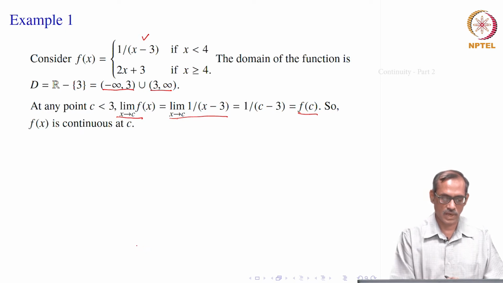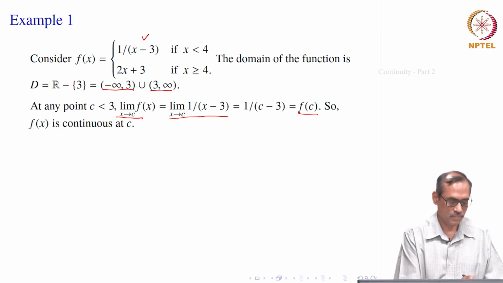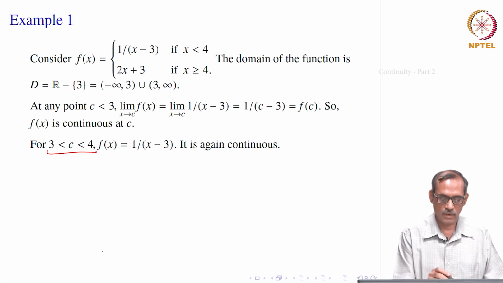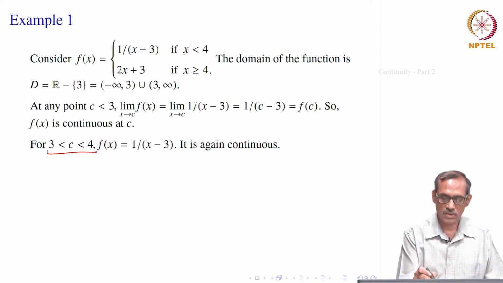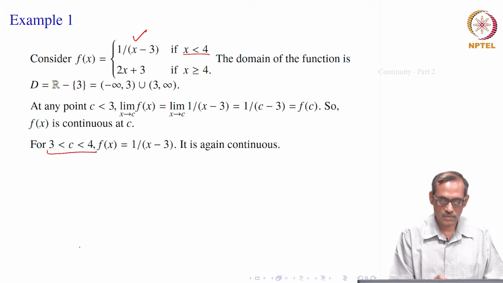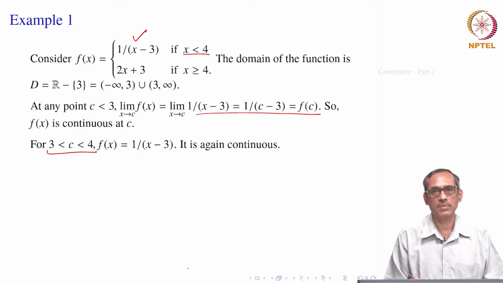So, you see the limit notion helps instead of going back to epsilon delta. Now, suppose C is a point between 3 and 4. Okay. C is between 3 and 4. Because the definition of the function involves x less than 4, we are considering that case first. Again, the first one is applicable. So, f of x equals 1 divided by x minus 3. So, what happens for the limit? You see that the limit of f of x, 1 divided by x minus 3, again the same way it will go, will be equal to f of C. Therefore, it is continuous there.